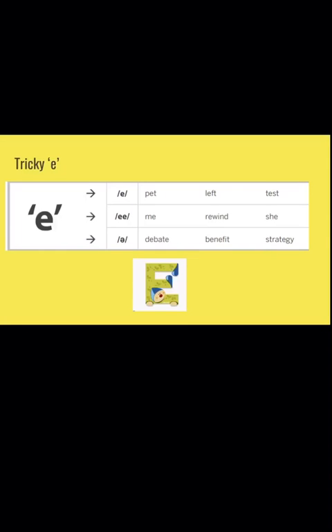Here is our tricky E chart. Let's look at our first row. E can make the eh sound, like in the words pet, left, and test. We hear that E making eh in each of those words. In our next row, we have E making that long E sound. For example, we have me, rewind, and she. Okay, we hear that E in each of those words making the E sound.